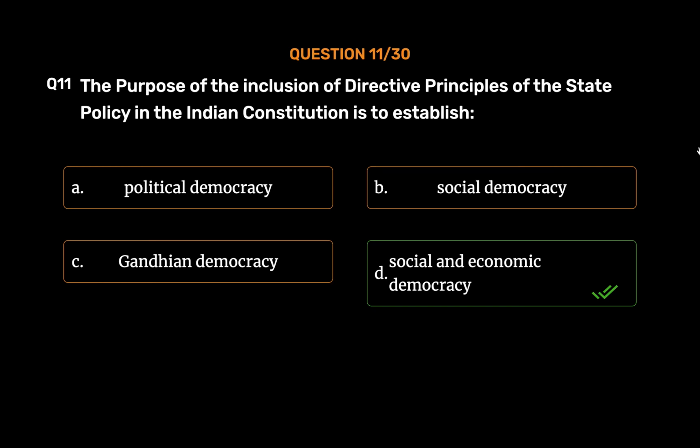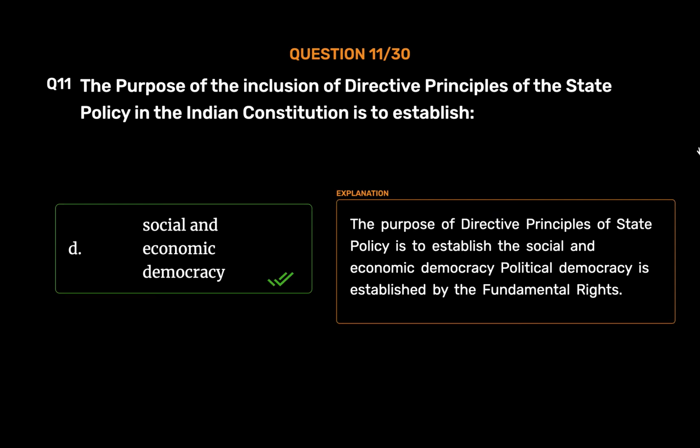Social and economic democracy. The purpose of Directive Principles of State Policy is to establish social and economic democracy. Political democracy is established by the fundamental rights.